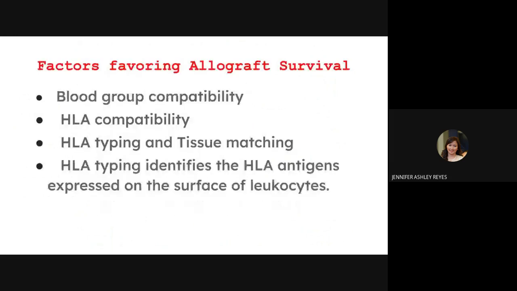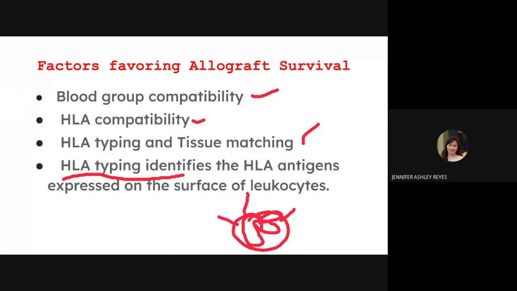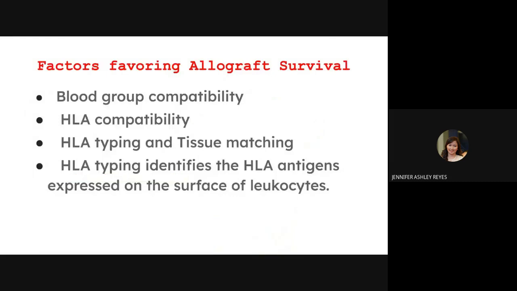So what are the factors that will favor allograft survival? So blood group compatibility, HLA compatibility, HLA typing, and tissue matching. And the HLA typing will identify the HLA antigens expressed on the surface of leukocytes. So yung recognition of the MHC antigens on another individual's cells is one of the strongest immune responses, di ba? It is higher in degree than the T cells recognizing pathogens.